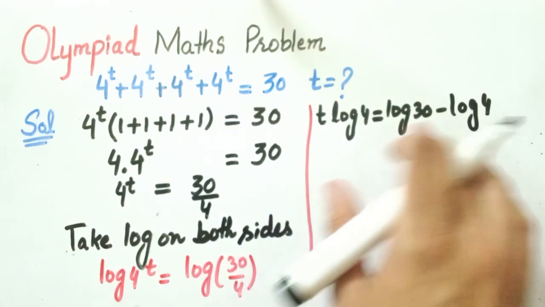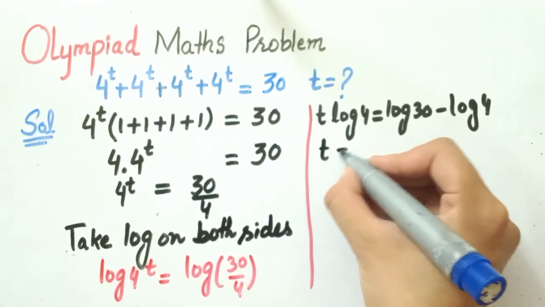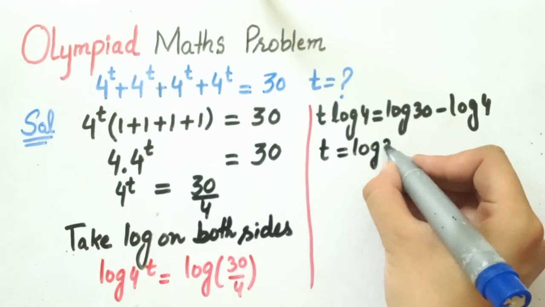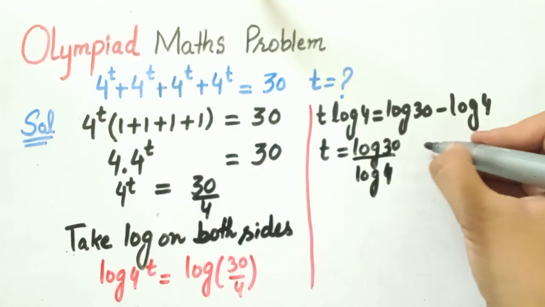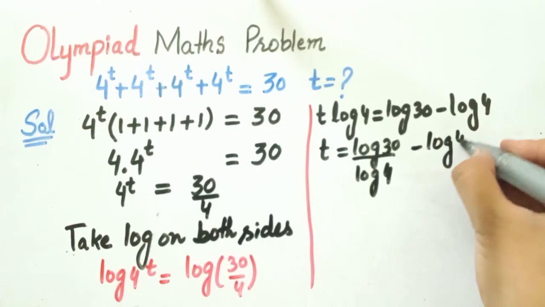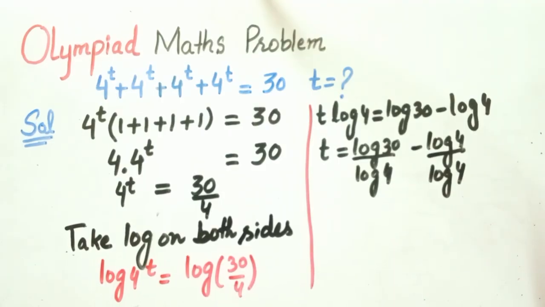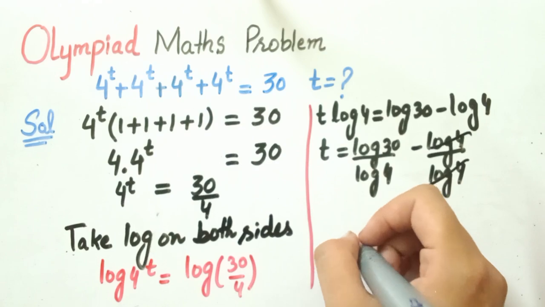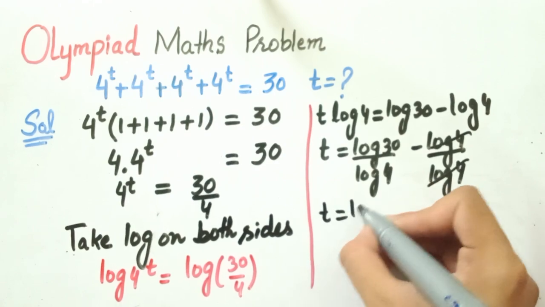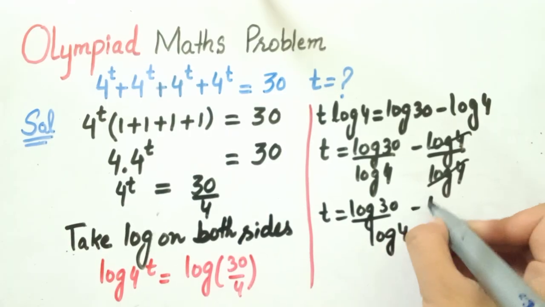Now 4 is multiplied here, it will be divided to this side. We have t equals log of 30 divided by log of 4 minus log of 4 divided by log of 4. Log of 4 and log of 4 both are cancelled out. We have log 30 by log 4 minus 1.